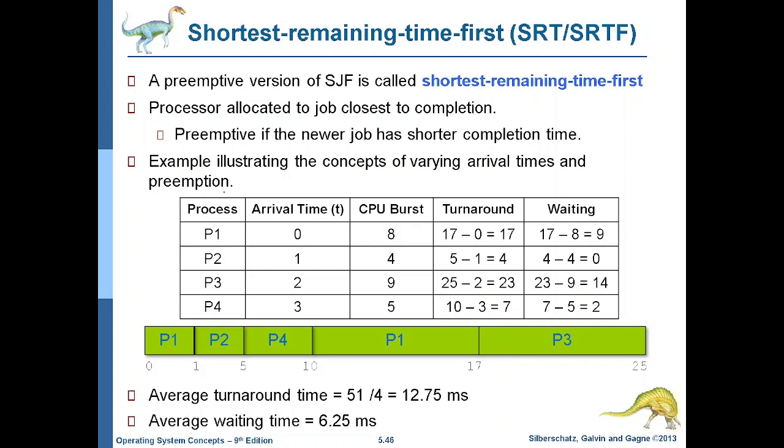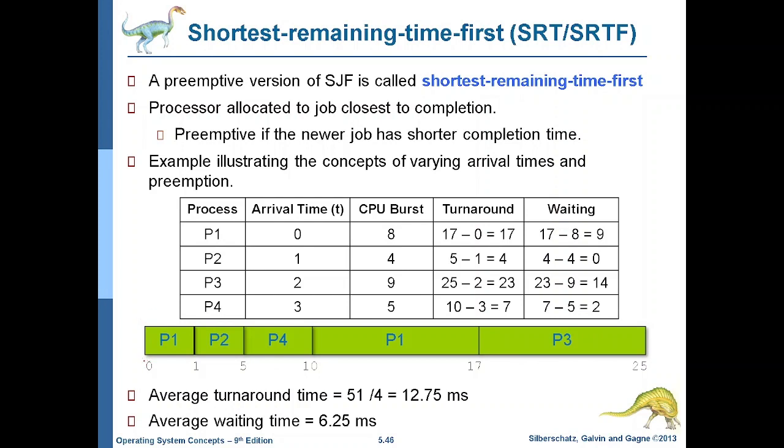So this is the example that illustrates the concepts of varying arrival times and preemption. Okay, so we can see the process, the AT, the CPU burst time, the turnaround time, and waiting time. And this is the Gantt chart. Okay, I'm going to explain this.